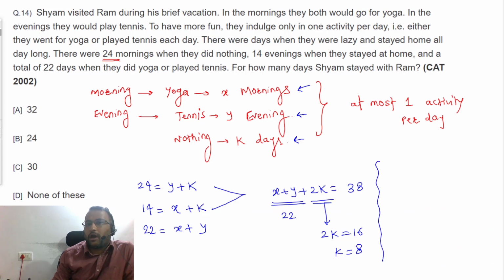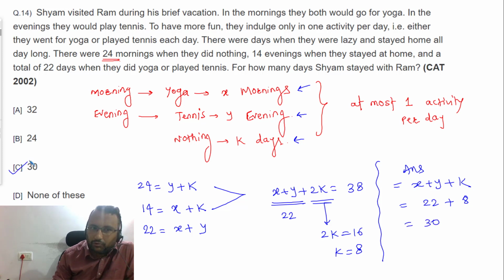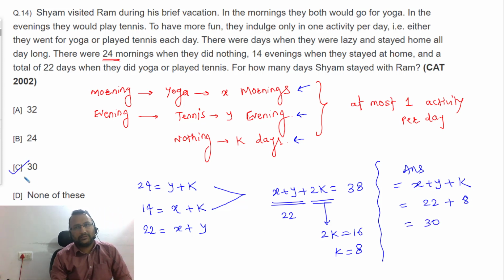So now what is the question? How many days did Ram stay with Shyam? So our answer is the total number of days, X plus Y plus K. The value of X plus Y is 22. The value of K is equal to 8. So our answer is 30 days. They stayed together for a total of 30 days.